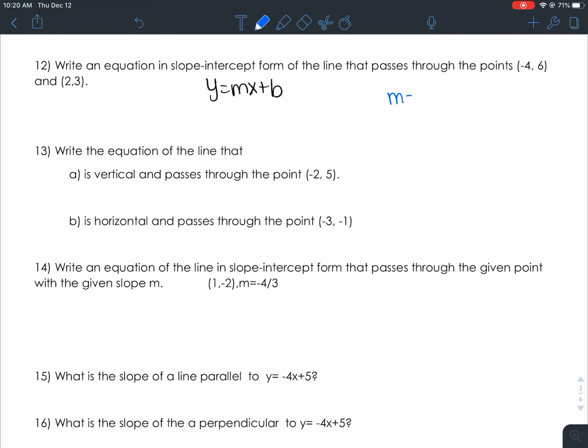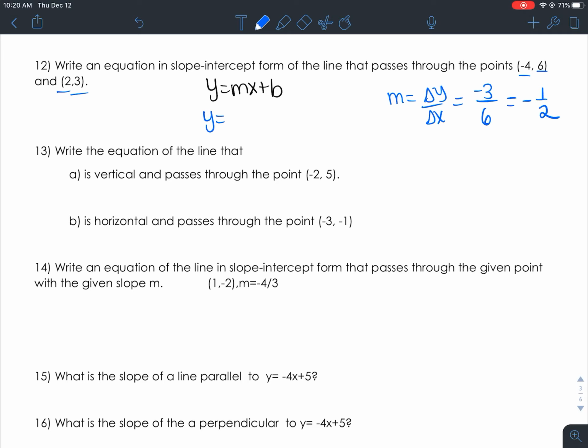Should do that maybe in blue. So change of y over change of x. So my y is going from 6 to 3, so it's going down 3. And my x is going from -4 to 2, which means it's going up 6. So it's going to be -1/2 is your slope.